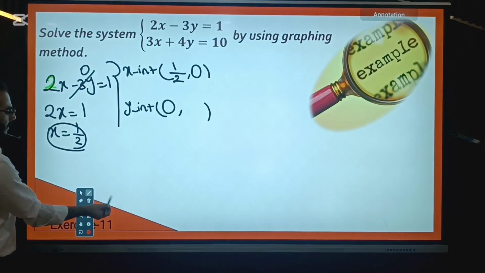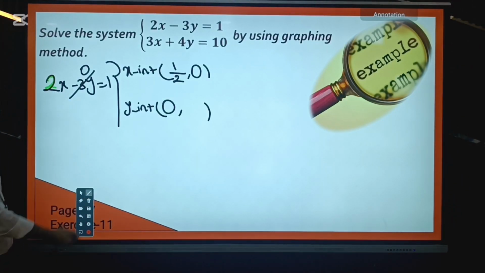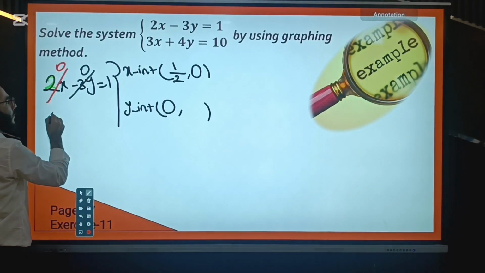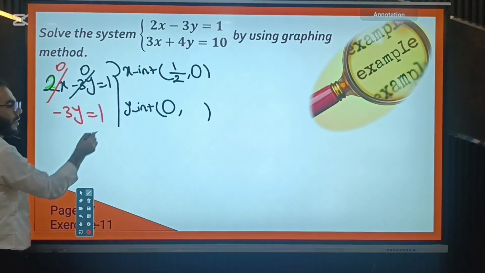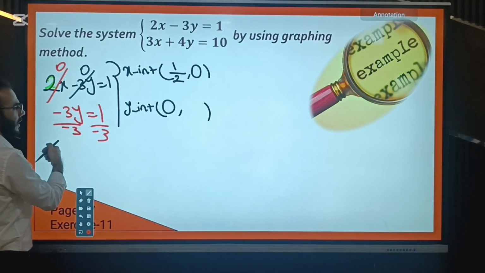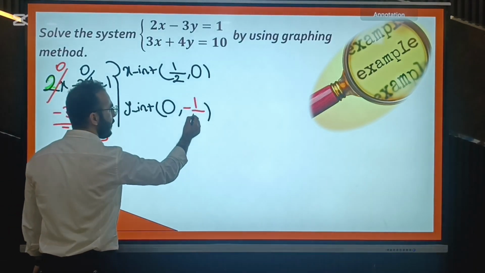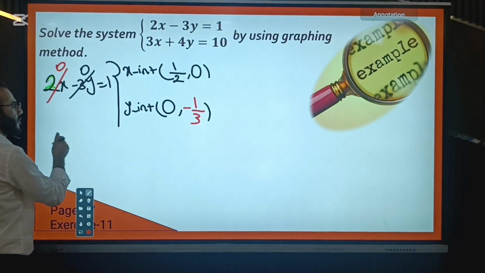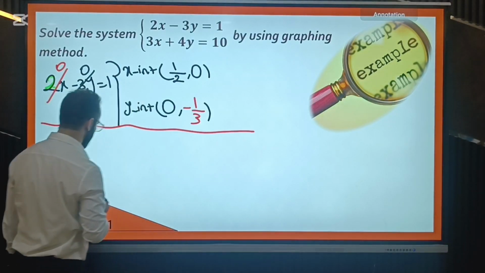How about the y-intercept? For y-intercept, make x 0. What will remain? Negative 3y equals 1. So divided by negative 3, divided by negative 3. In that case, y would be negative 1 over 3. Okay, that is for the first equation. Let's go for the second equation.